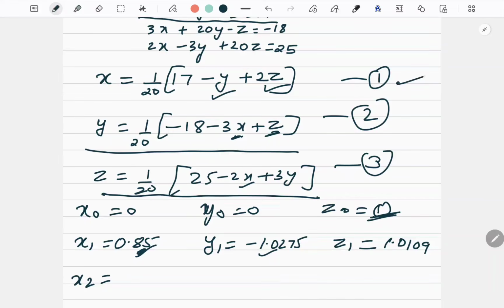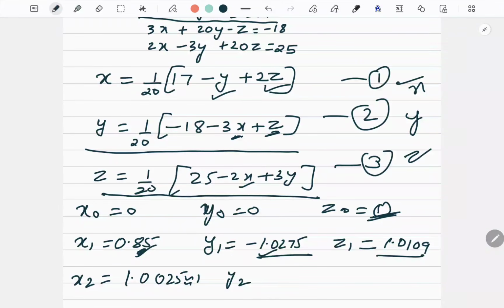For x, again go back to equation number 1. Always 1 for x, 2 for y and 3 for z. Now in this equation, put the latest values of y and z. What is the latest value of y? It is this. What is the latest value of z? This. So substitute these two values, and you will get 1.0025. The moment you get 1.00, it is approximately equal to 1 always.